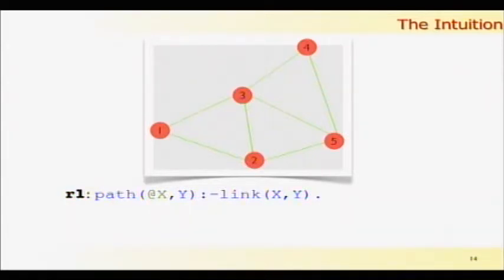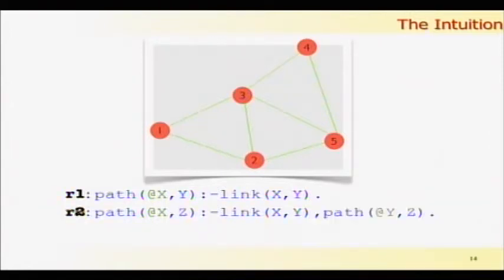So if I put 1 here, this means that this relation is stored at this node. If I put 3, this means that this relation is stored at 3. So now, to compute the transitive closure, we can say that, for instance, we have a path from node 1 to node 4 if node 1 knows that there is a link from 1 to 3, and node 3 knows that there is a path from 3 to 4.